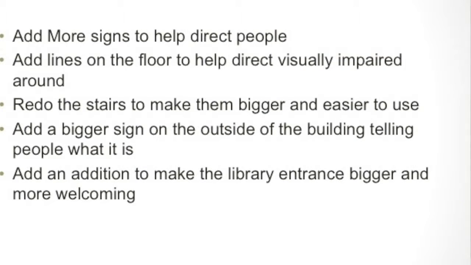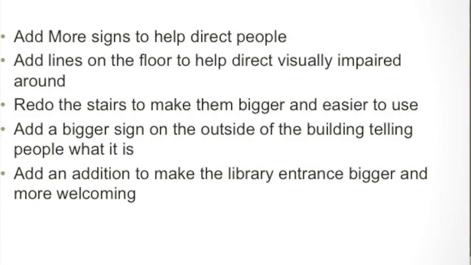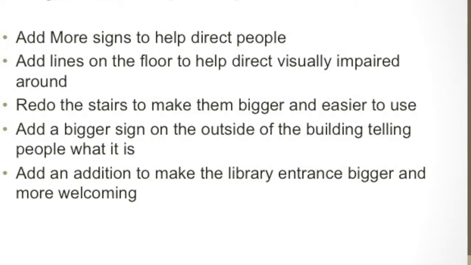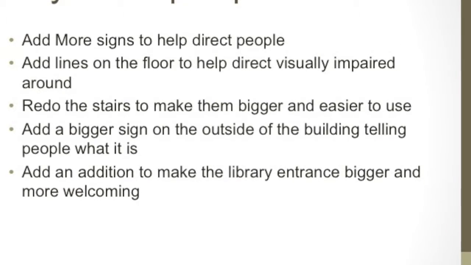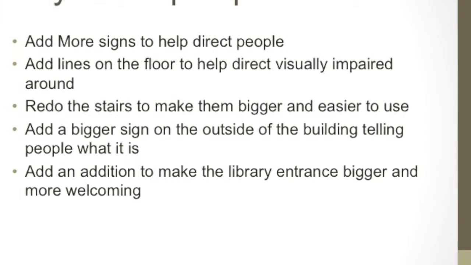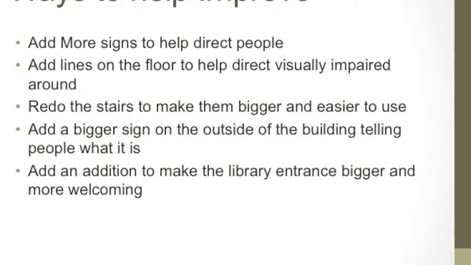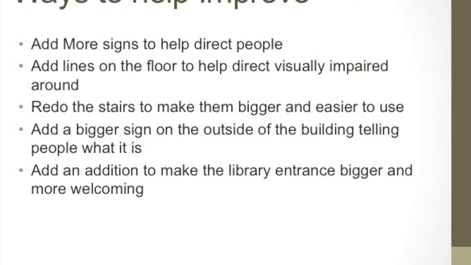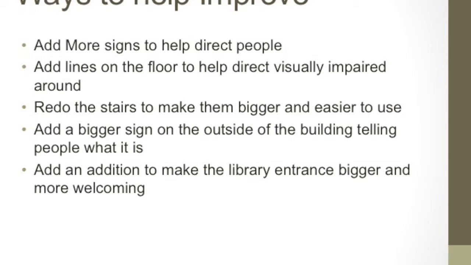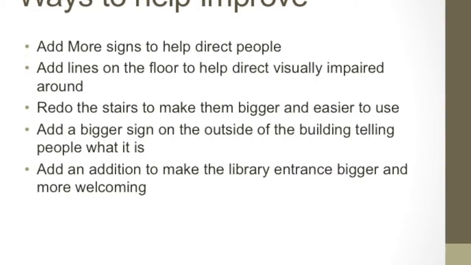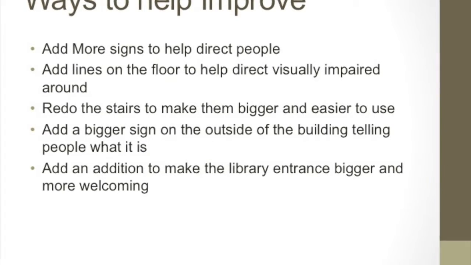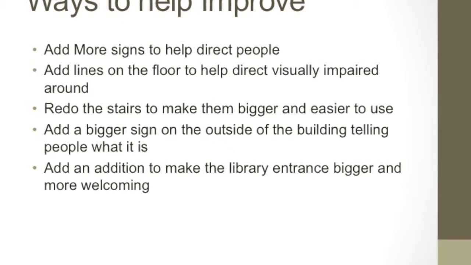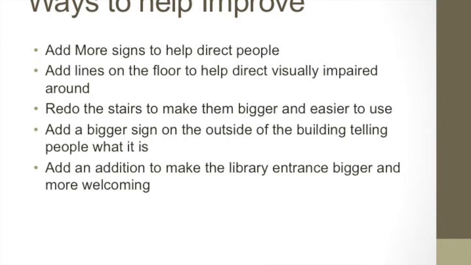Some ways that I think could help improve this library are to add some more signs to help students realize that, hey, there is an elevator, you just have to walk a little bit further. Maybe add some lines on the floor to help direct the visually impaired around, so that way they could follow the tracks. They could even redo the stairs to make them bigger and easier to use. And what I think needs to happen first, though, is to add a bigger sign on the outside of the building telling people that it is in fact a library and they are in the right place.